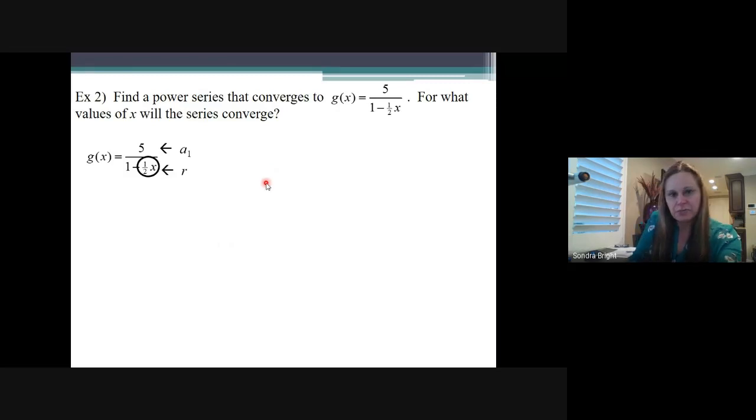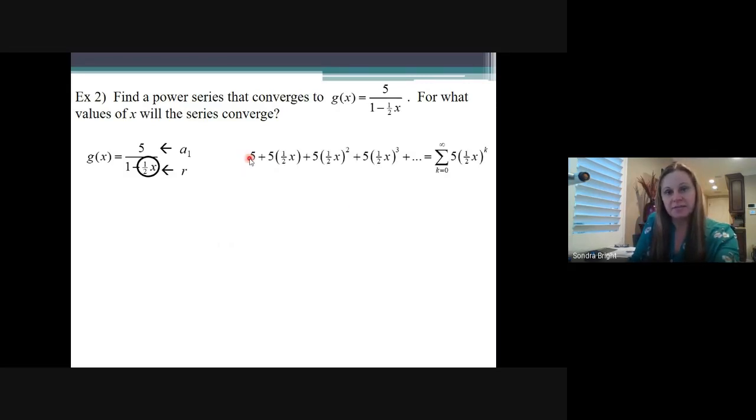So your terms are 5 plus 5 times 1/2 x plus 5 times 1/2 x times another 1/2 x, so you get it squared on the 1/2 x, plus 5 times 1/2 x squared times another 1/2 x, you get that cubed, plus dot, dot, dot.